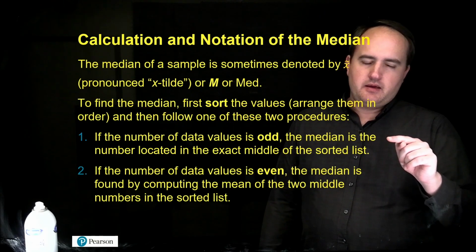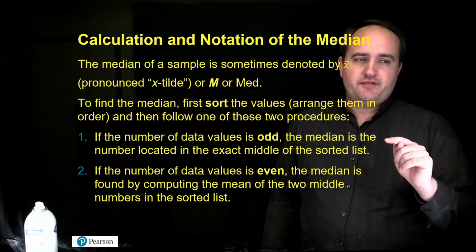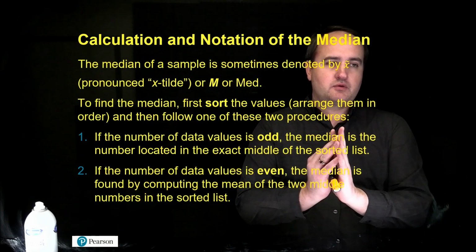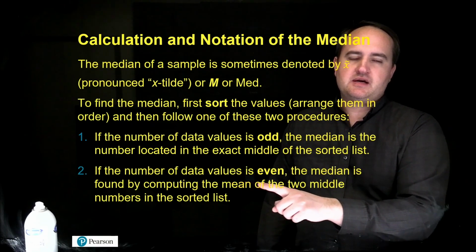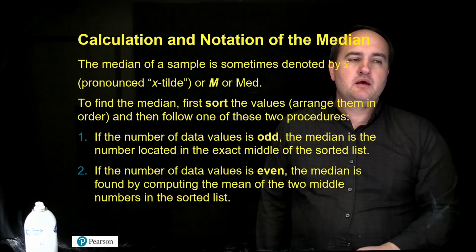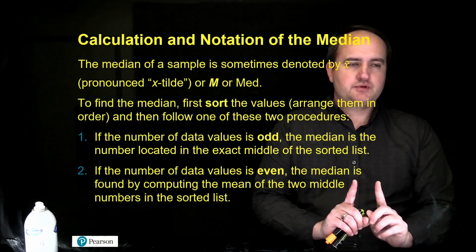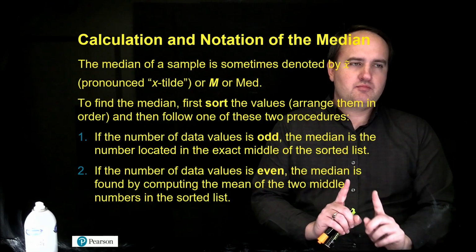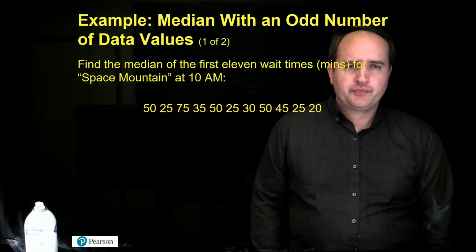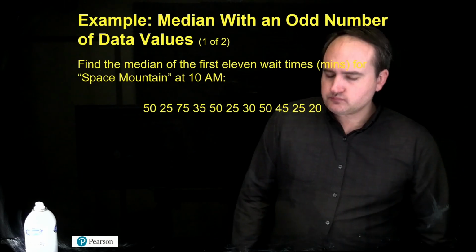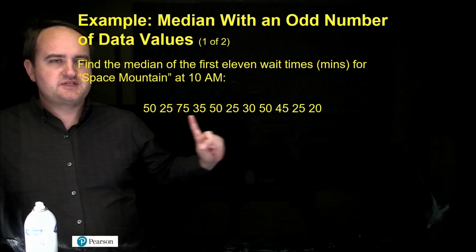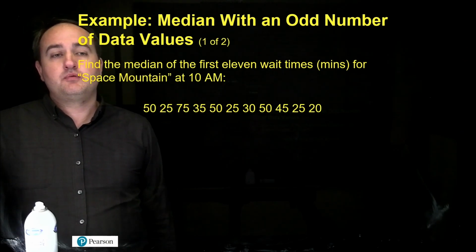So in our book, they say if there are an odd number of data values, the median is the number located in the exact middle of our sorted list. However, if the number of data values is even, the median is found by computing the mean of the exact 2 middle numbers. So that just means you add up the 2 middle numbers if they're an even number of data values and you divide by 2, which is not too bad. Okay, so I'm going to do an example of each type of median. So we're going to use the same data values that we did on the last example when we calculated the mean.